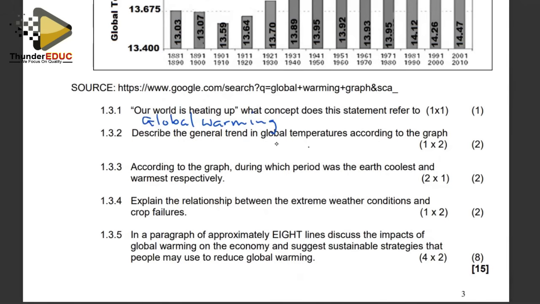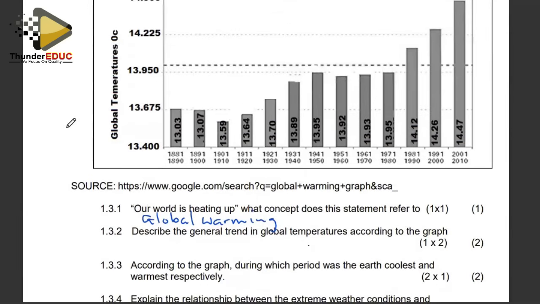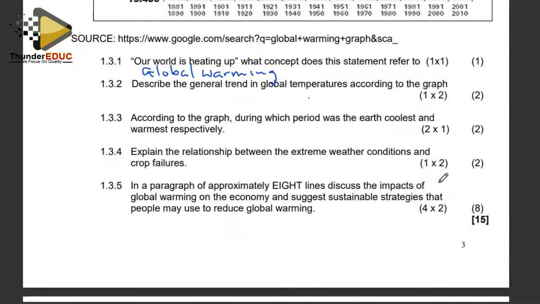Describe the general trend in global warming. If the question is asking you about a trend, we are saying what pattern is being shown here. From 1890 to around 2010, what pattern? The pattern is increasing. You are seeing that it is increasing in general. So the trend is increasing. Whenever I ask about a trend in history or geography, remember, a trend can be increasing, decreasing, or it can be constant.